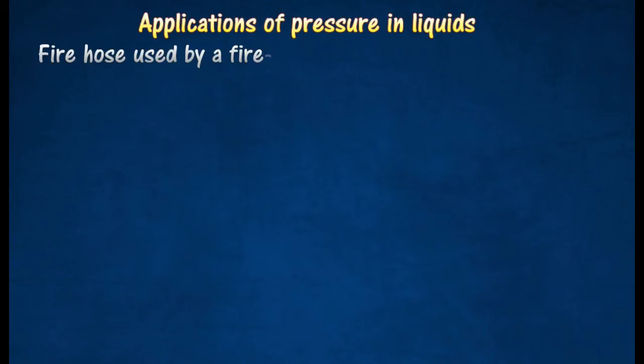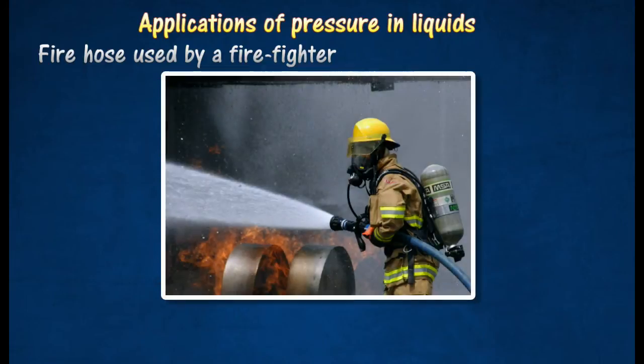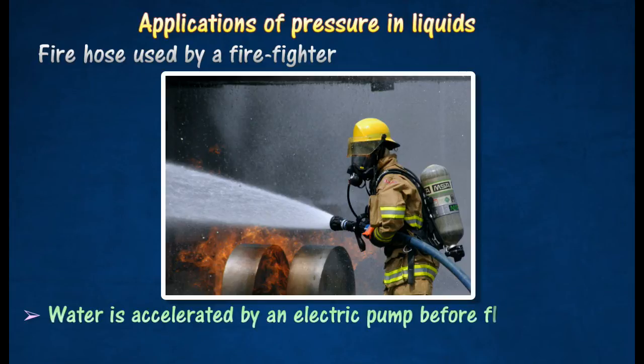A firefighter requires a fire hose for directing a water jet of very high pressure to put out fire in a high-rise building. To produce a pressurized water jet, the water is accelerated by an electric pump, before flowing through the fire hose.